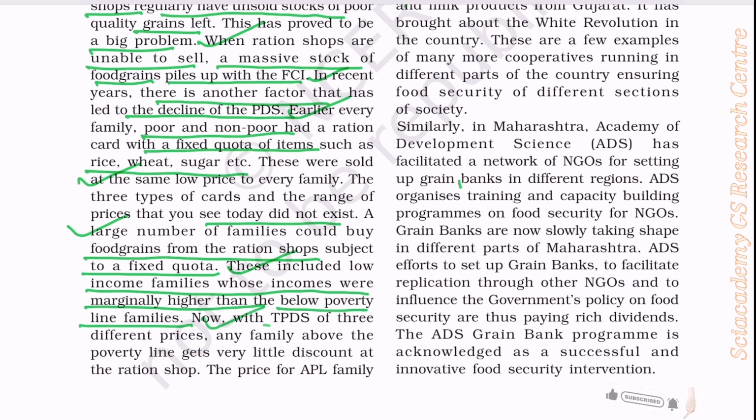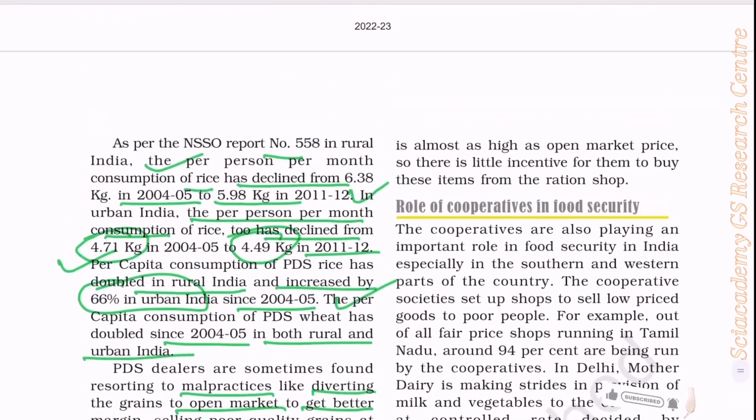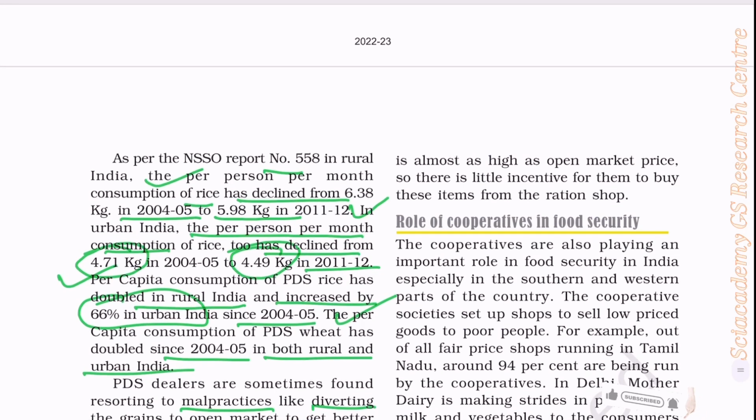Now, with the TPDS of three different prices, any family above the poverty line gets very little discount at the ration shop. The price for above poverty line family is almost as high as open market price, so there is little incentive for them to buy these items from the ration shop.